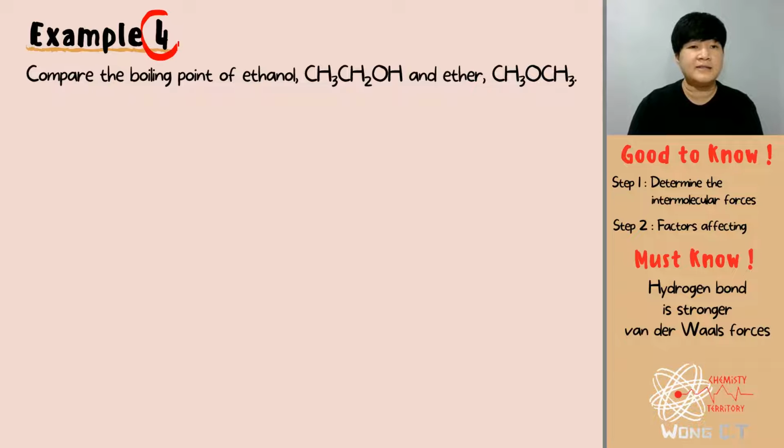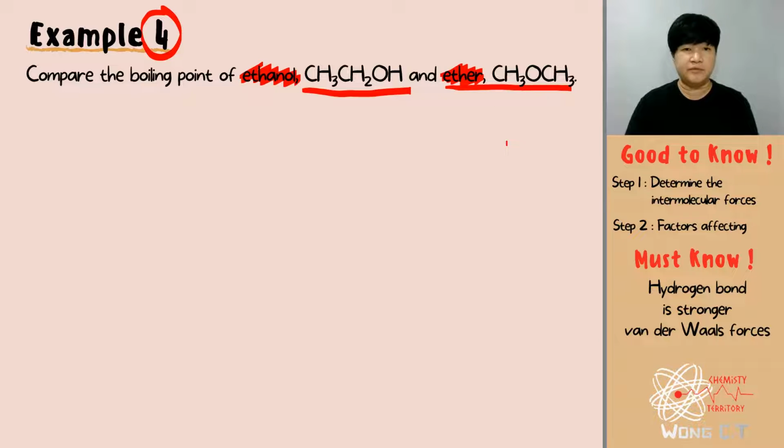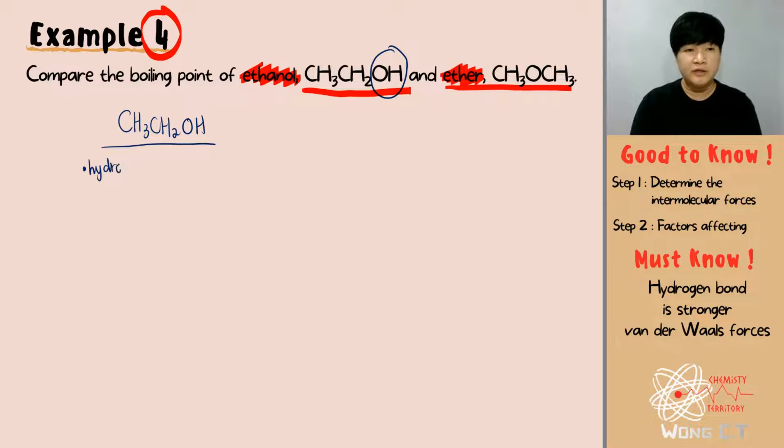Another example, I have example 4 over here. We have our CH3CH2OH and also we have our ether. So we are comparing our ethanol, alcohol, and also our ether over here. As always, the first thing I will do is identify the type of intermolecular forces, knowing that the presence of OH will definitely give rise to hydrogen bonding. So within ethanol, ethanol can form hydrogen bonds with itself. All the OH can form hydrogen bonds with itself.